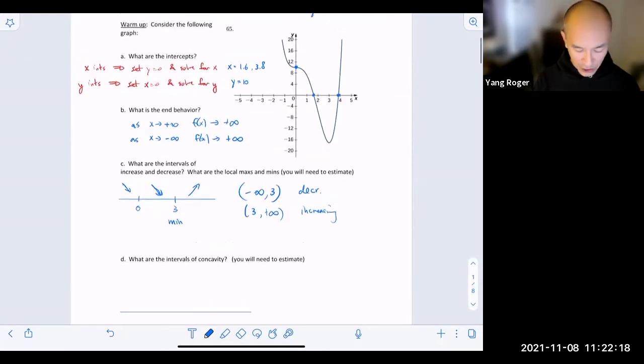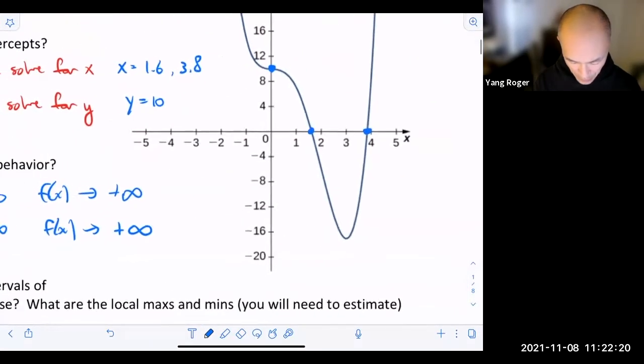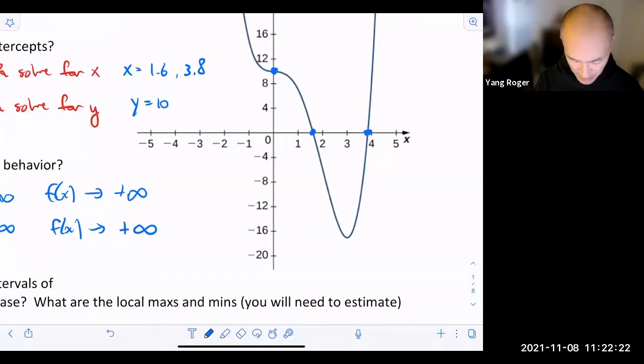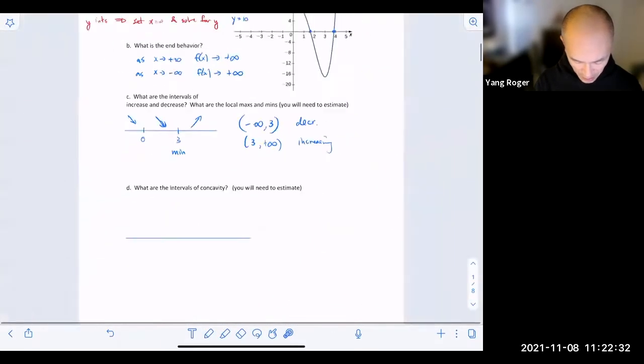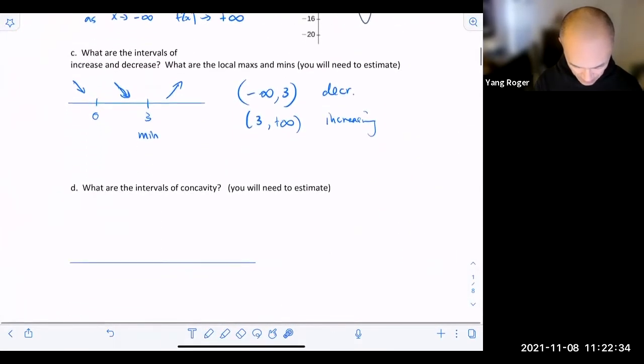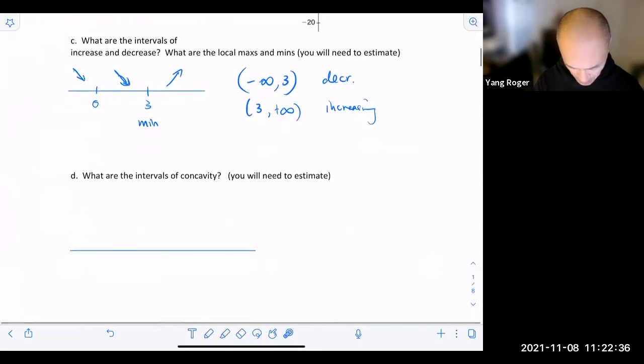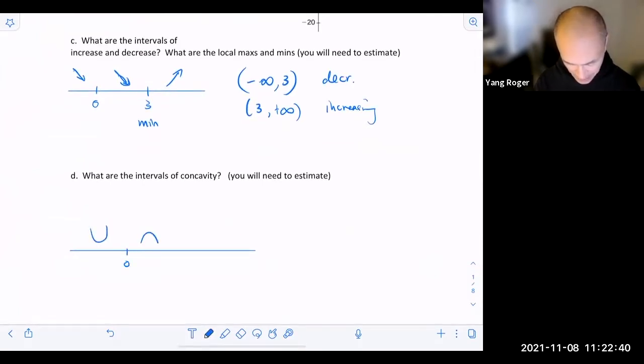You don't know for sure, but I'm pretty confident that the concavity changes at 0 here, because it looks to me like it's concave up here, and then it switches to concave down at 0, right? So I'm going to come over here and put a 0. It was concave up here and then concave down here like this.